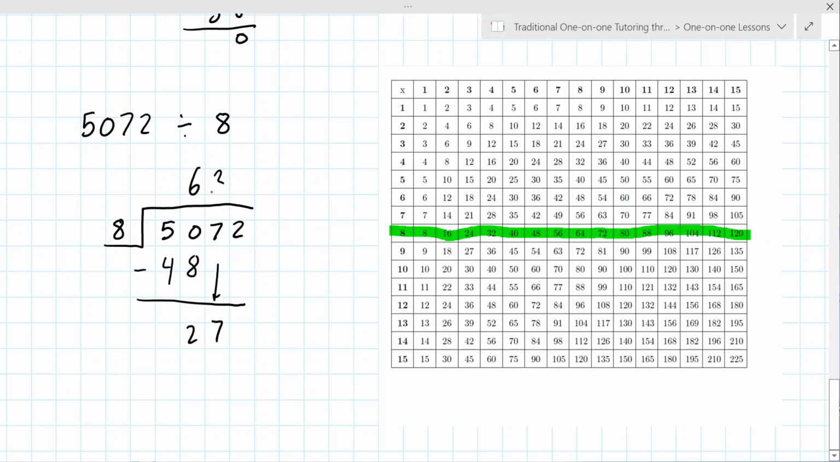Okay. And then after we multiply, and then after we subtract that, it's just 3. It's 2. Let's see. Bring the 2 down. How many times does 8 go into 32? 4.